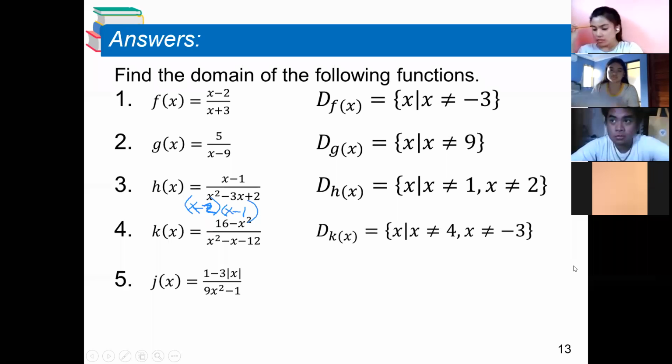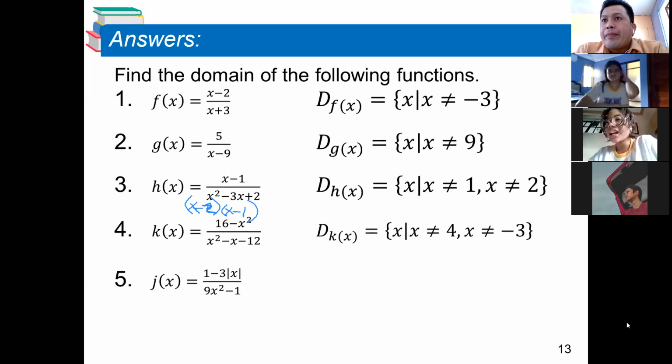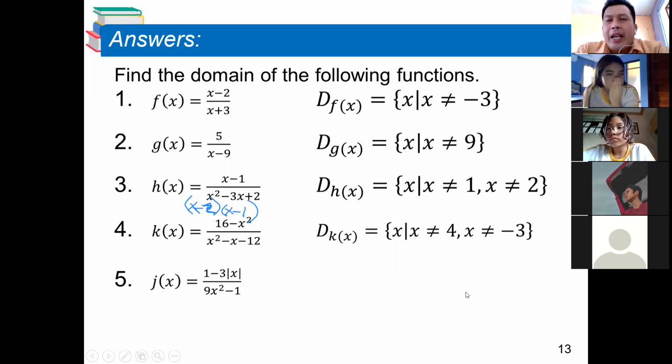Number 5, last but definitely not the least. Also, Josh a while ago was correct with number 1. Number 5, to whom did I ask number 5? Was it Christopher? Christopher, do we have the answer already? Yes, sir. Okay, give us your answer, Christopher.